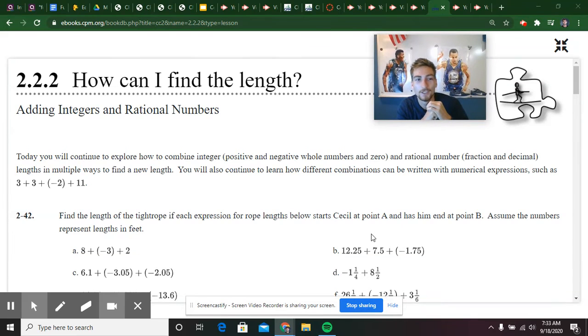All right, everyone. So we're looking at the triple doses today. How can I find the length? Here we're adding integers and rational numbers.